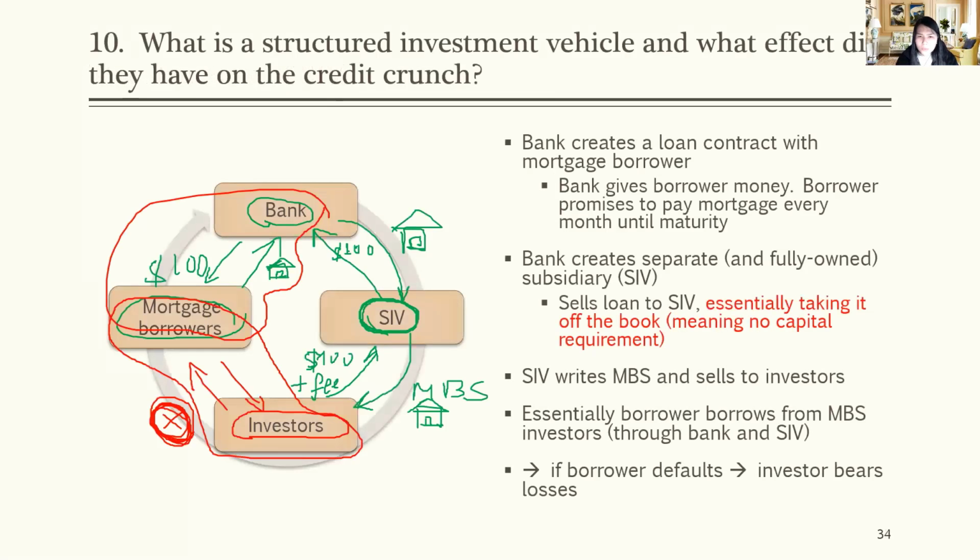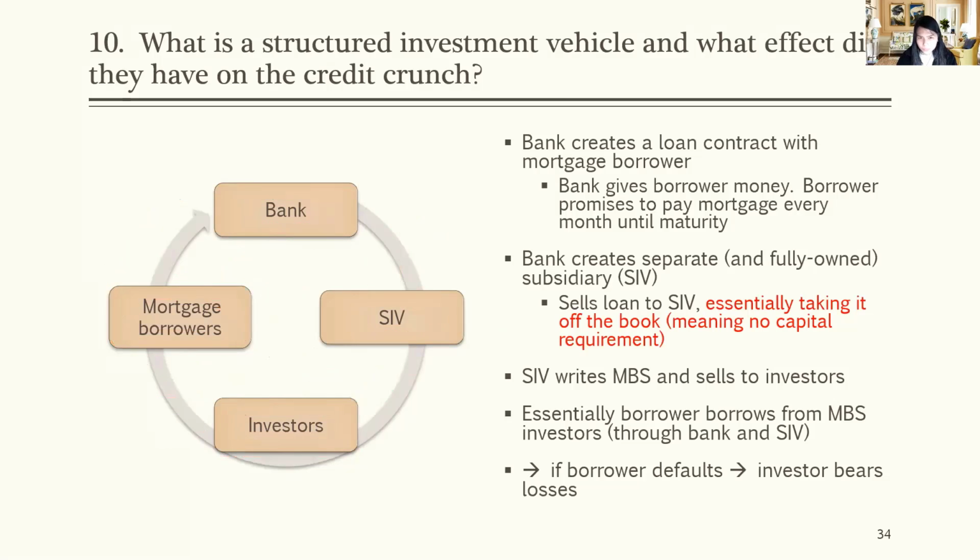So like we said before, with the SIV, the way their business model is they buy the mortgages from the banks. And to buy these mortgages, they raise funding in the short-term commercial paper market, right? So their funding comes from commercial paper and their asset portfolios are mortgages.